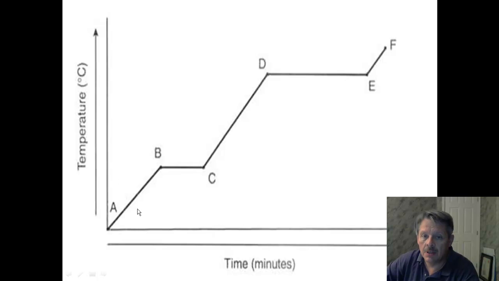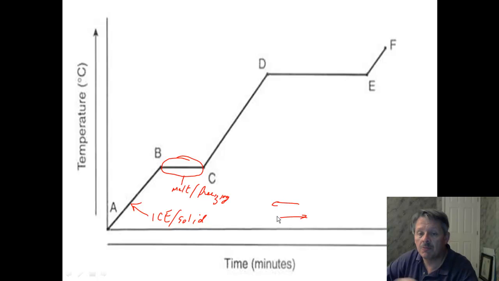If I look down here, the thing that I see is this line means I have ice. I have a solid. I do not have any liquid down here. Here, I have something that is melting or it is freezing, depending upon which direction I'm going. If I'm going to the right, I'm melting. If I'm going to the left, I'm freezing. But either way, I have both solid and liquid right here.